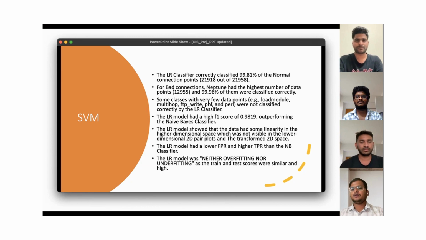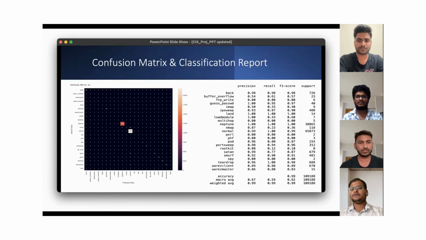The model had lower false positives and higher true positives than the naive Bayes classifier. And SVM was neither overfitting nor underfitting, as the train and test scores were similar and high. This is the confusion matrix and classification report. Here we can see the accuracy of 0.99, and the precision, recall and F1 score we can see here.